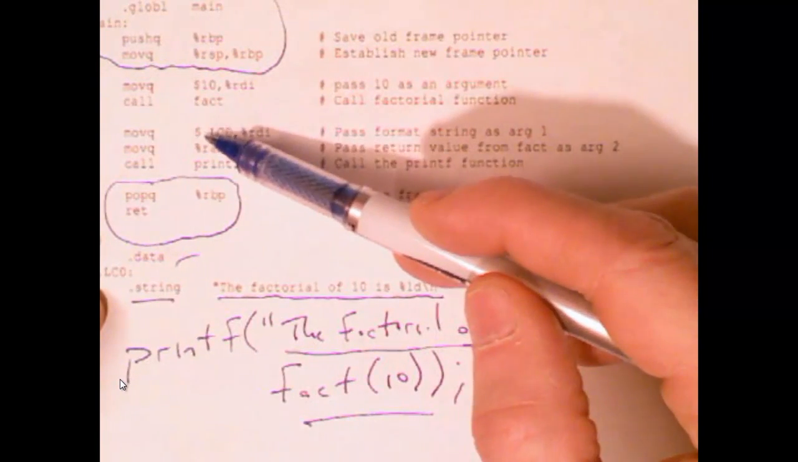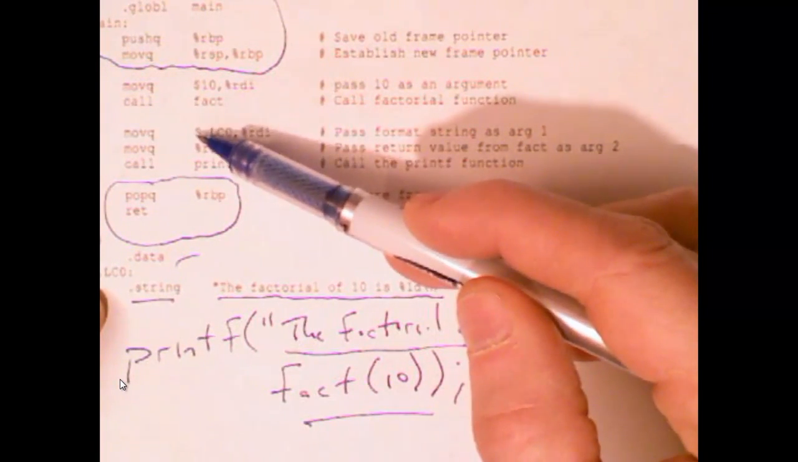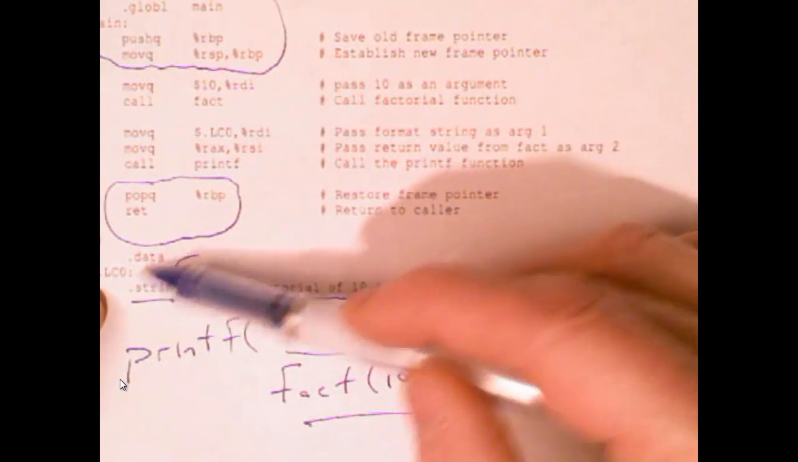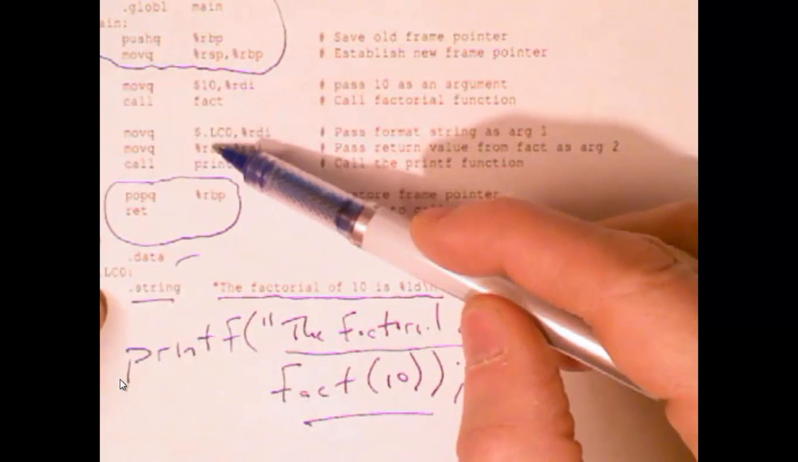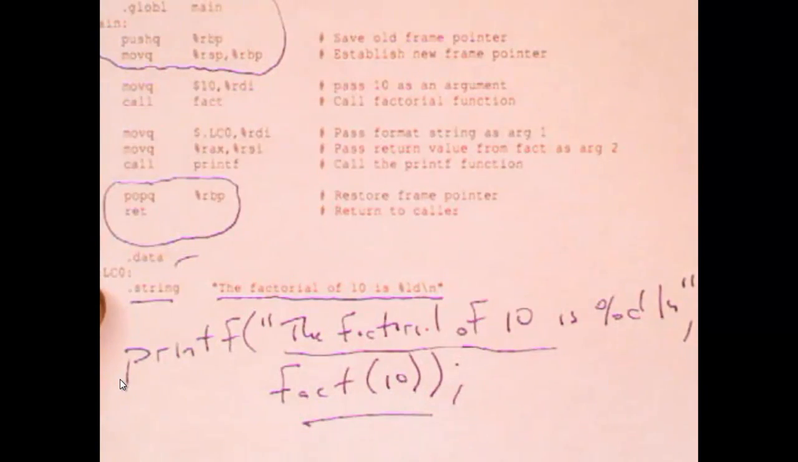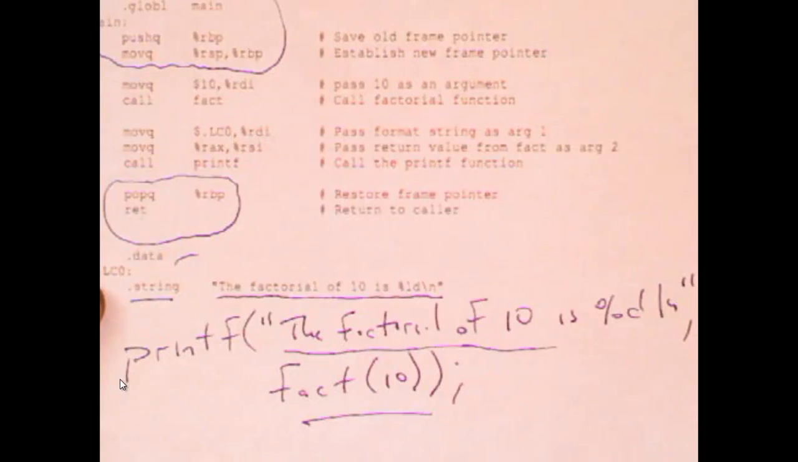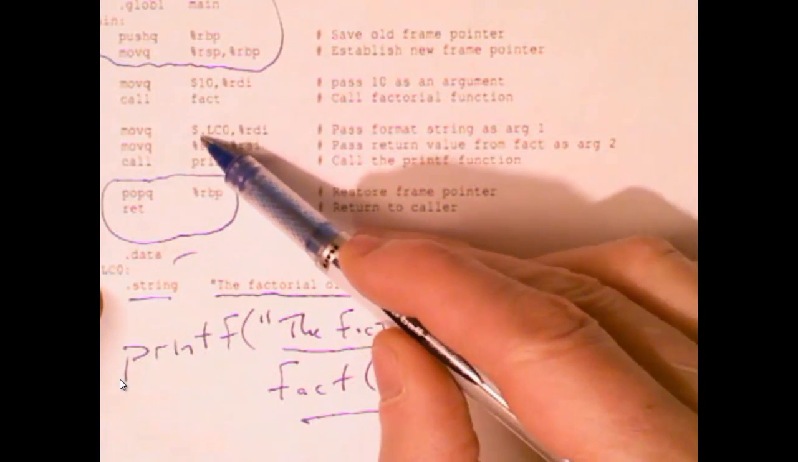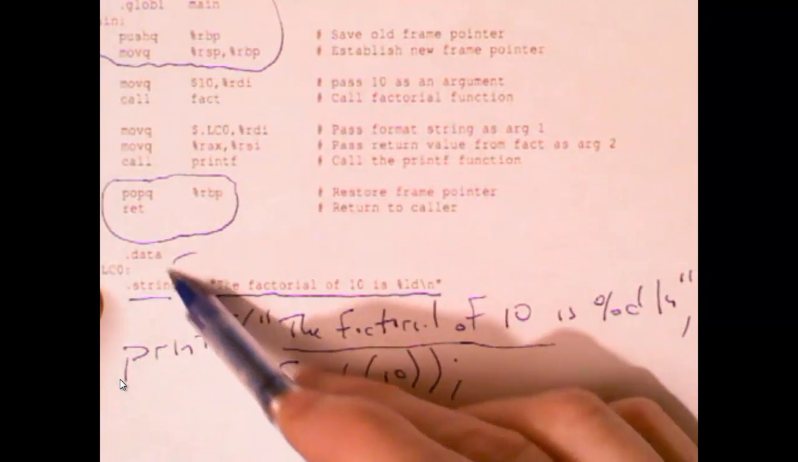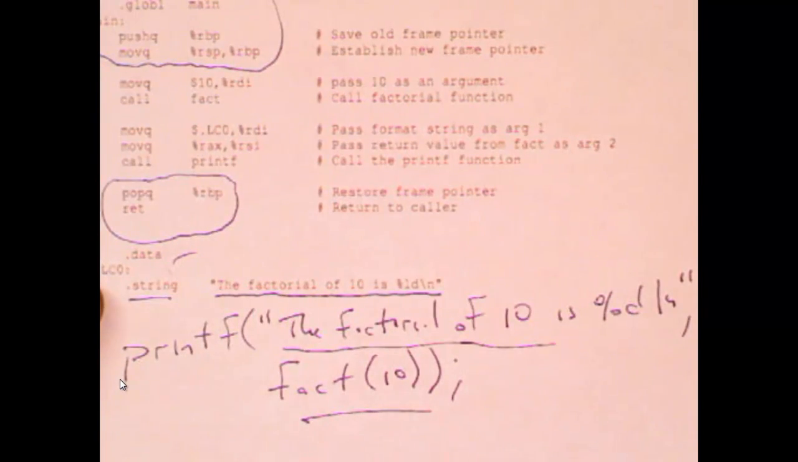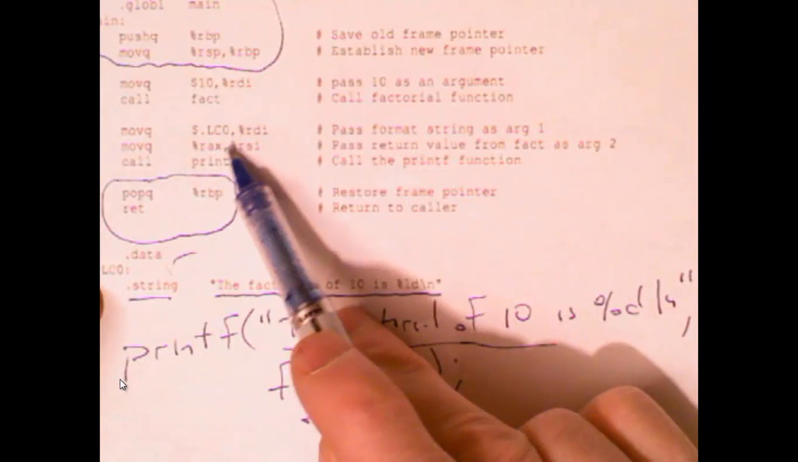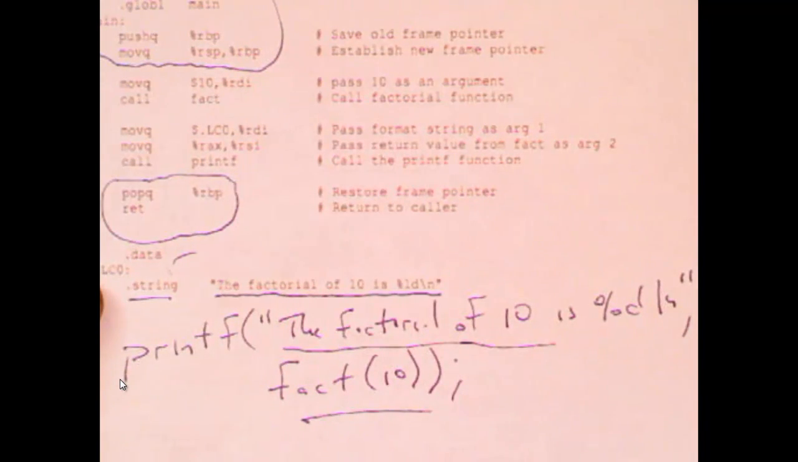So if I didn't have that $, I'd be talking about the quad word at the location .LC0. And I don't want that, right? I want the address of that location. So the $ here is critical. So stop and reflect about that when you have a chance. It's the difference: with the $ there, I'm talking about the address. If the $ is not there, then I'm talking about the quad word at that address. In this case, I want the address. So I say move quad word $.LC0 into RDI. RDI again is where the first parameter goes.